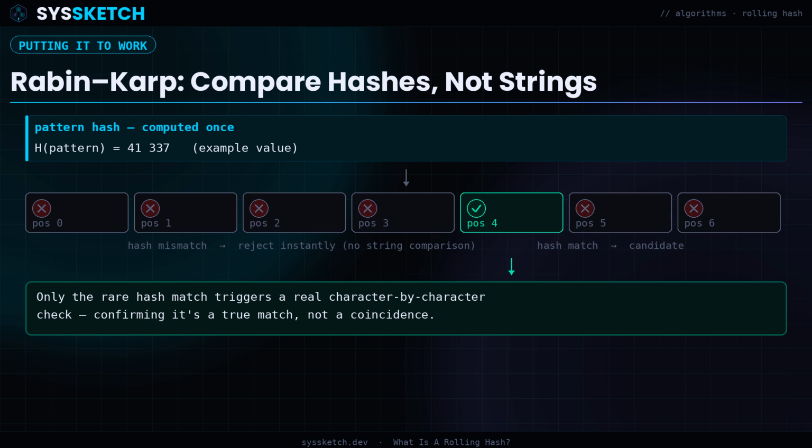Most positions won't match, and a mismatched hash rules out that position with a single number comparison, no string comparison needed at all. Only when hashes agree do you fall back to comparing the actual characters, to confirm it's a real match and not a coincidence. Because the rolling update is constant time, sliding through the entire text costs O of n, not O of n times m. The expensive character-by-character check only happens rarely.